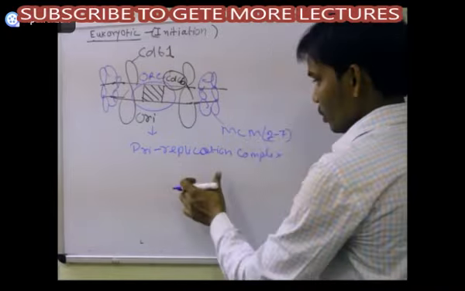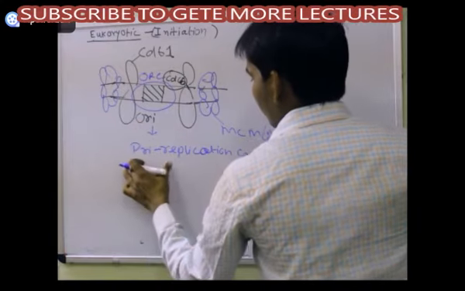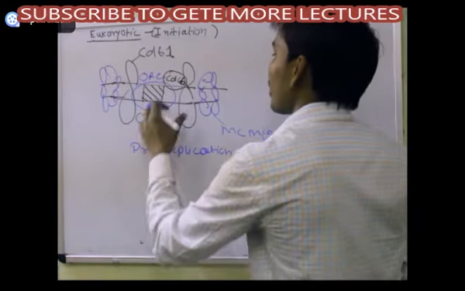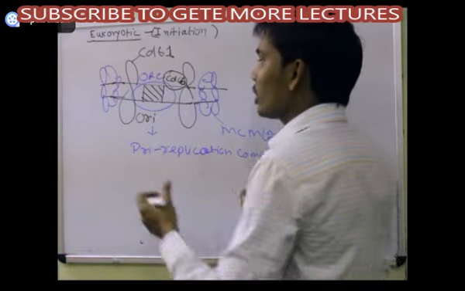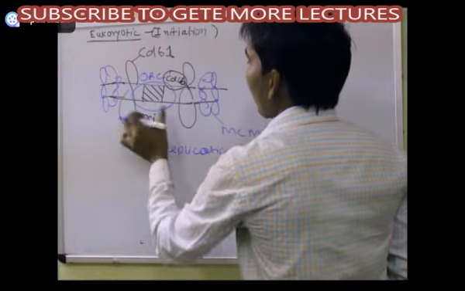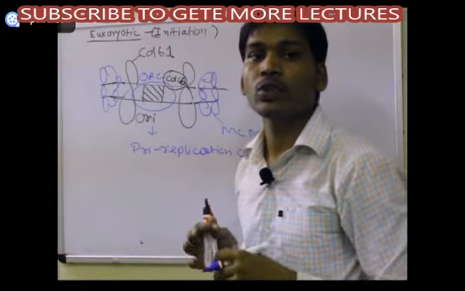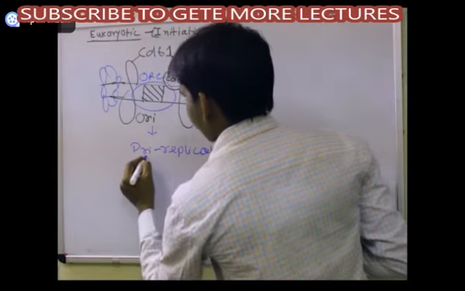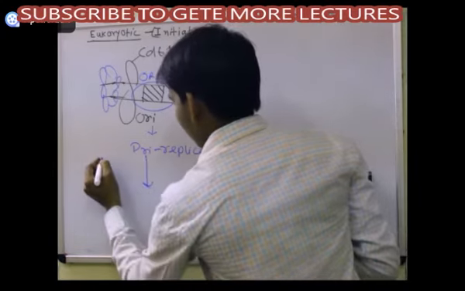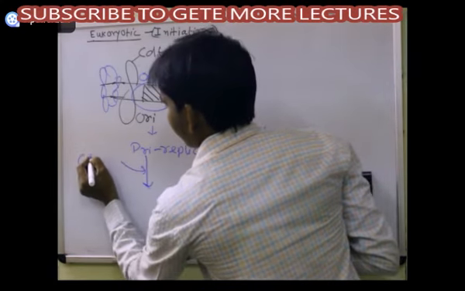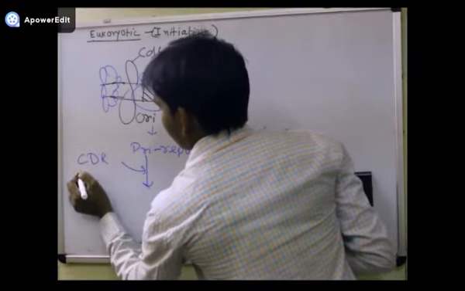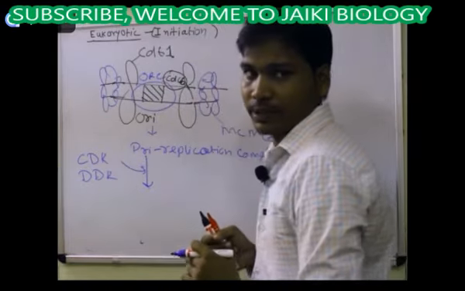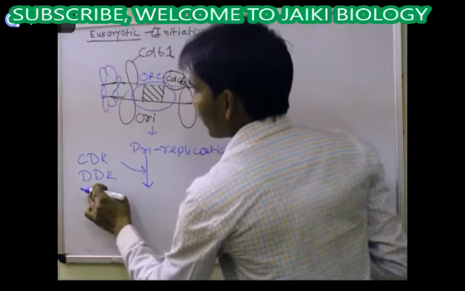Okay, so alone the pre-replication complex is also in this stage not active. It cannot hydrolyze or melt the DNA sequences, so they require energy. All these complexes require energy. So how, and where does the energy come from? That is another protein that comes, and that is the CDK and DDK. This is the cyclin dependent kinase and DBF4 dependent kinase.